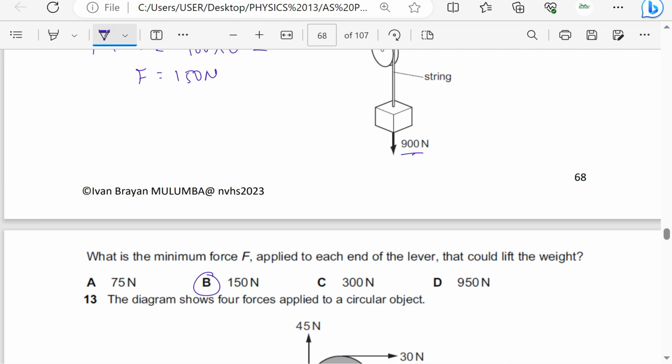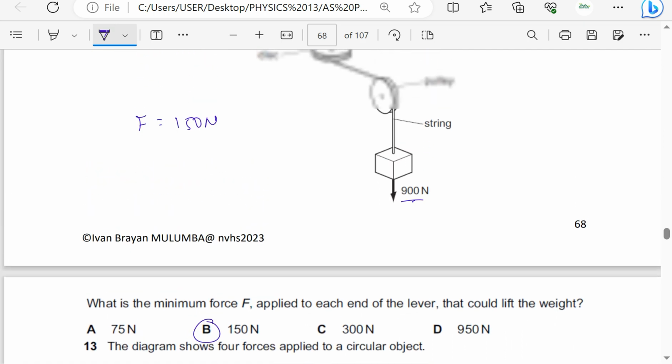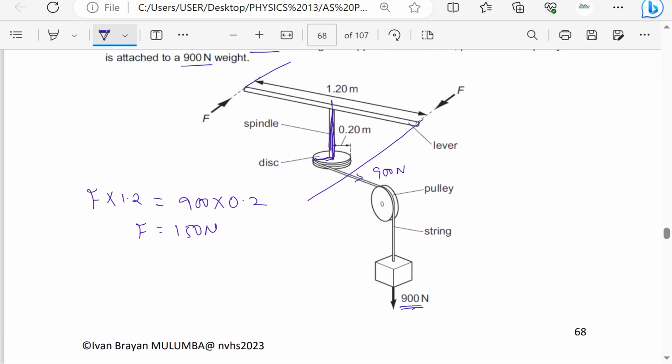So we need 150 newtons to lift that. That is the minimum force that could lift that weight if we consider equilibrium. Okay, so that is very simple. Remember that if this weight is 900 newtons, the tension here is 900 newtons, and the string is a distance, which is given as 0.2, from this center here. So I took moments by considering this horizontal line for the tension with the perpendicular distance of 0.2, and this is going to be causing an anti-clockwise moment. Yet the couple is causing a clockwise moment, so they should be equal.